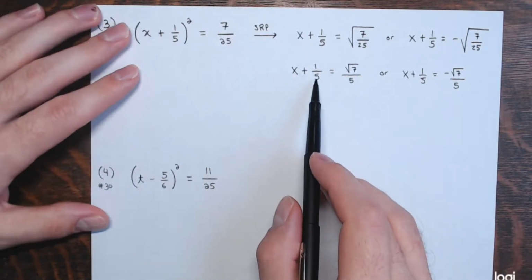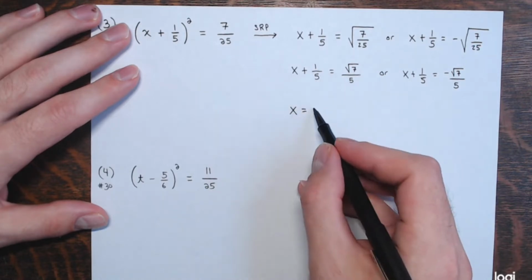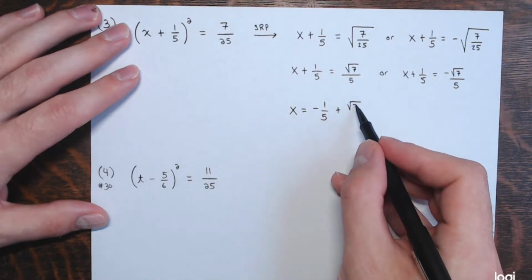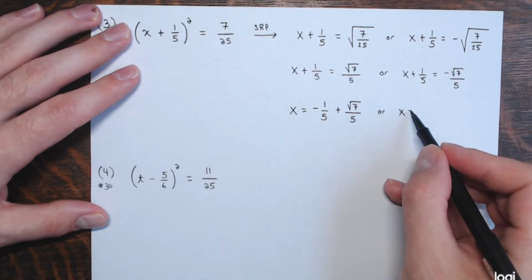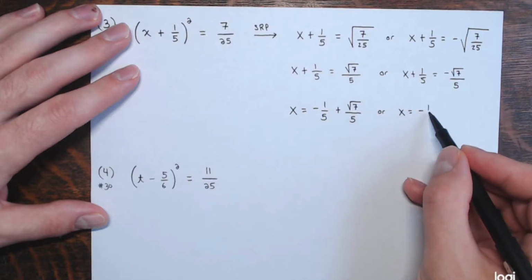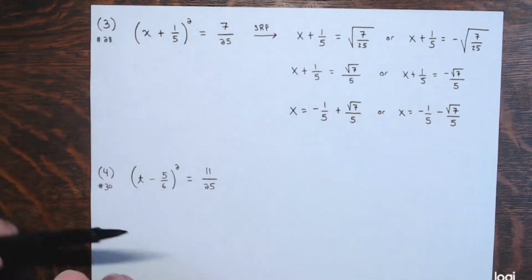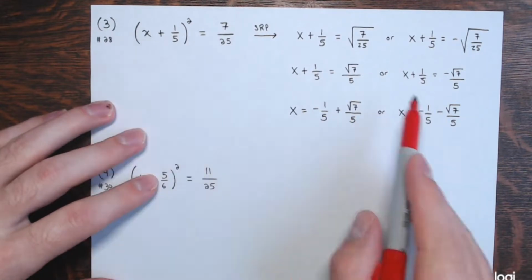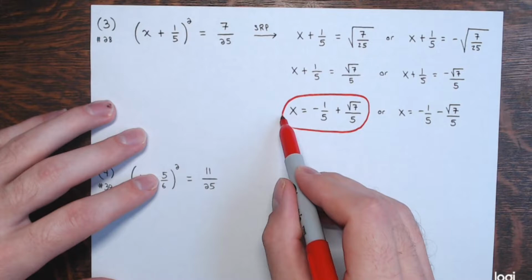And that would just be by subtracting 1/5. So x equals negative 1/5 plus the square root of 7 divided by 5, or x equals negative 1/5, again subtracting 1/5, negative 1/5 minus the square root of 7 divided by 5. And both of these, I'll tell you right now, both of these work. If you were to plug them in, you'd get 7/25 equals 7/25. All right, so I'm going to circle both.